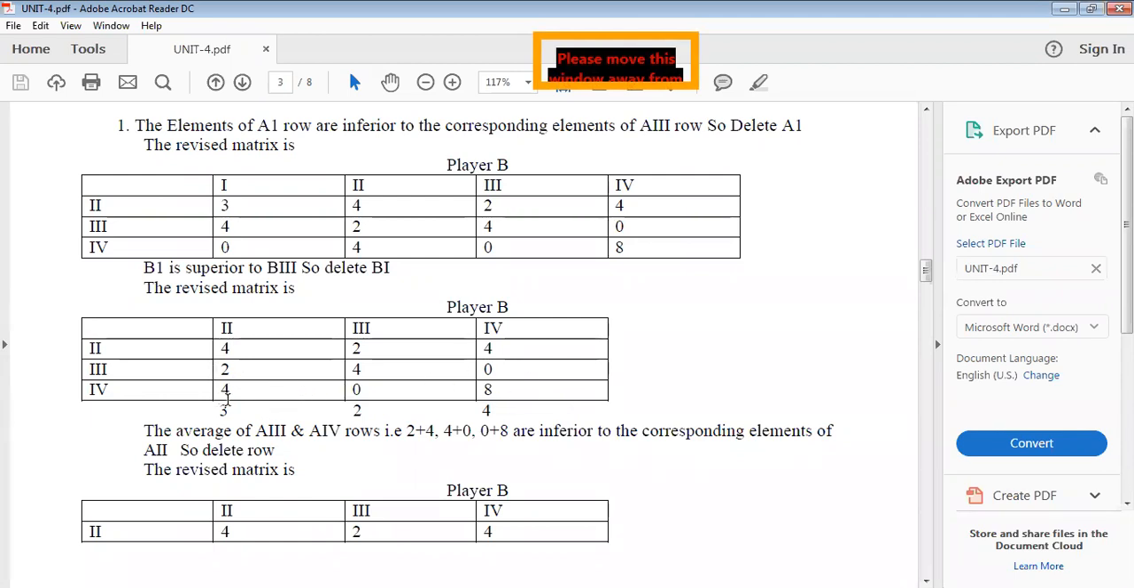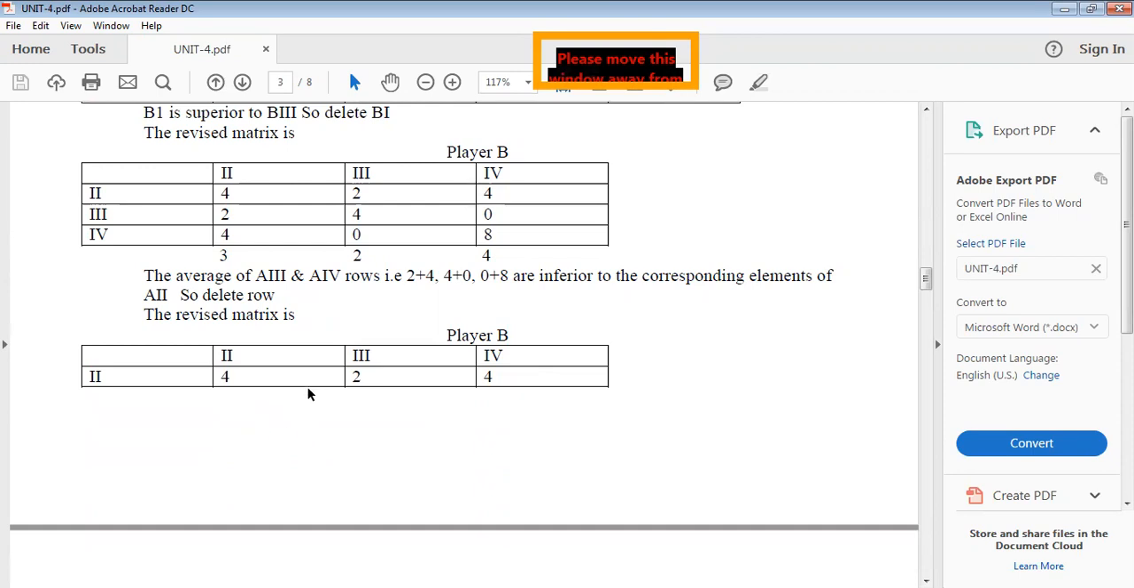So why have we done like this? Because no row is dominating or no row is inferior. Hence, finally, we are able to conclude that third row and fourth row are to be added, or the average is nothing but 3 2 4, and therefore 3 2 4 is lesser than 4 2 4, and 3 2 4 is nothing but the row which is not dominating, inferior, and will go out automatically. Finally, you are left with 4 2 4. 4 2 4 row is left.